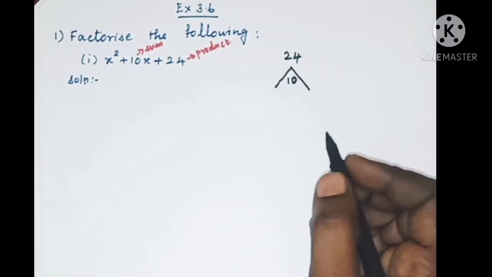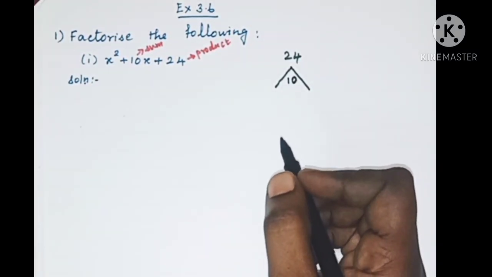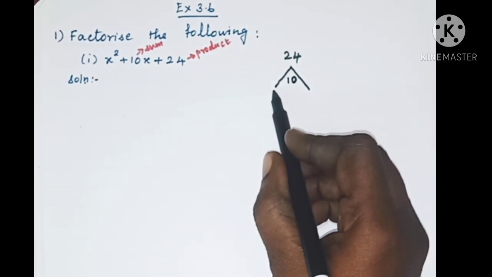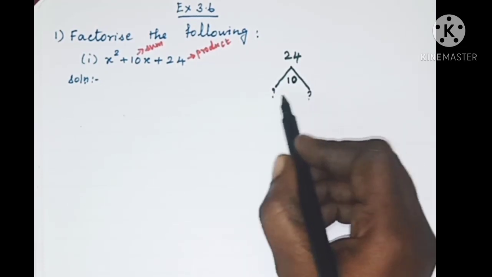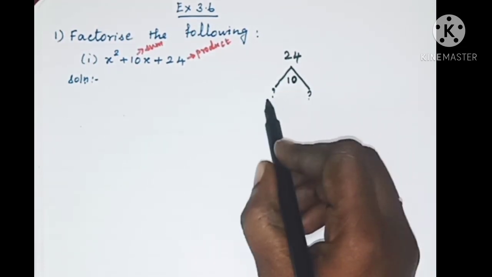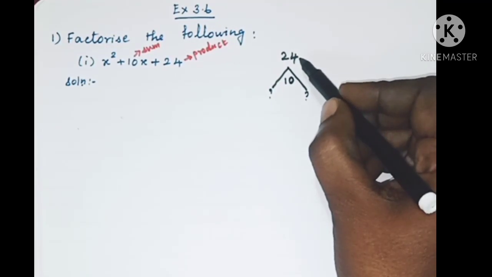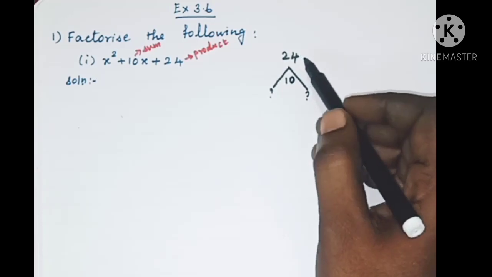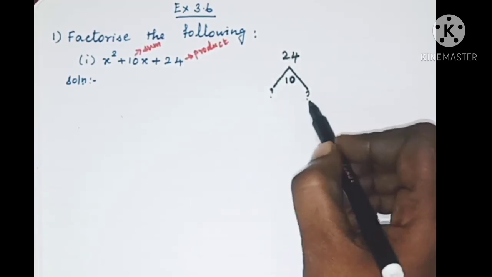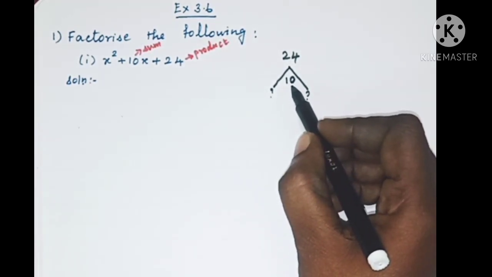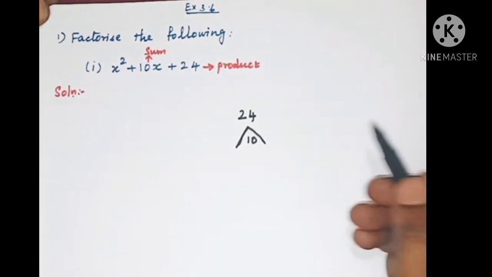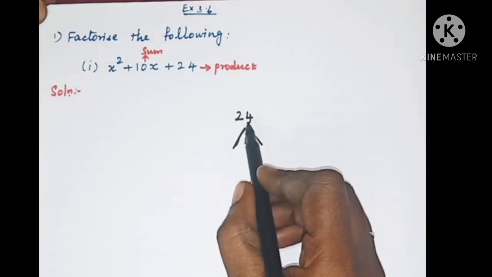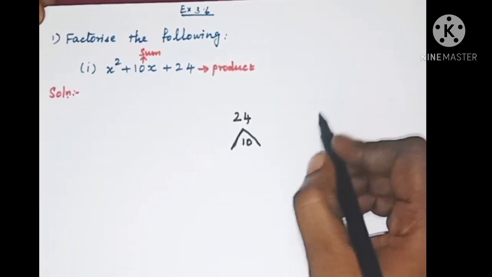Write this here. Now we have to identify two numbers. If we multiply the two numbers, we should get 24, and if we add the two numbers, we should get 10. So we can identify the two numbers by identifying the factors of 24.